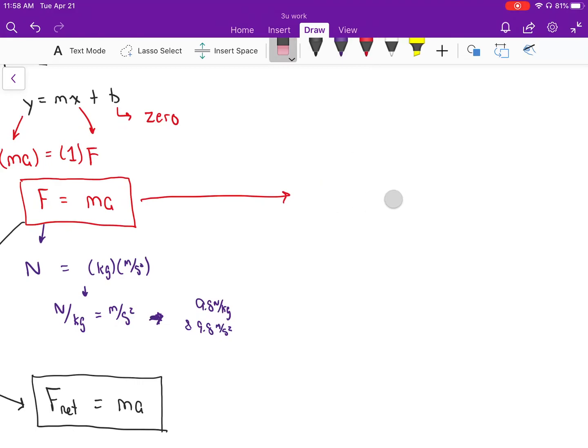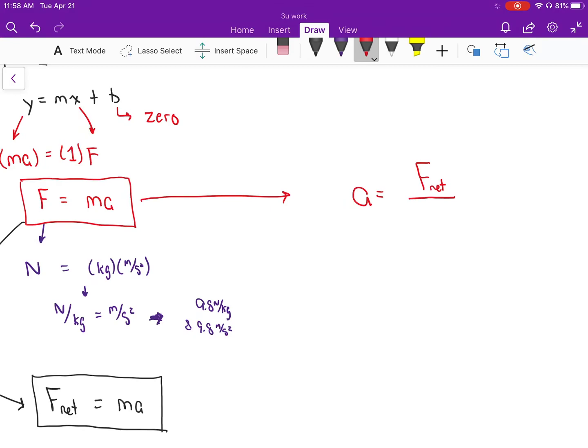Let's try that again. How something accelerates is directly proportional to the force. Push it harder, it's going to accelerate more. We're going to add an F net for when we deal with friction, but that should have been hopefully a little bit intuitive. Push it harder, it accelerates more.